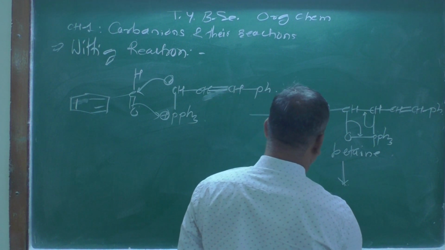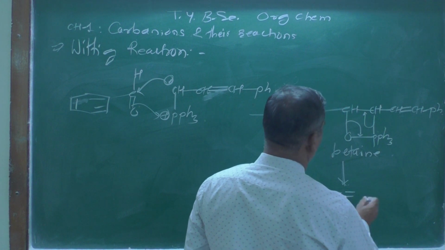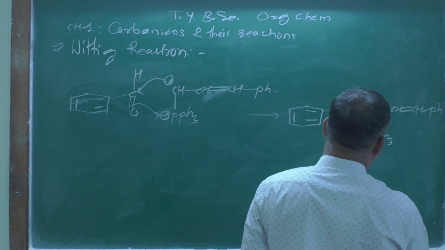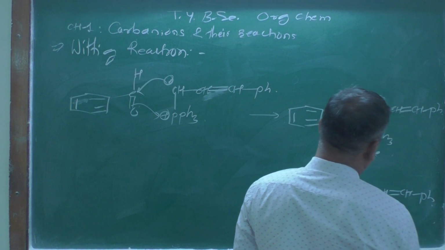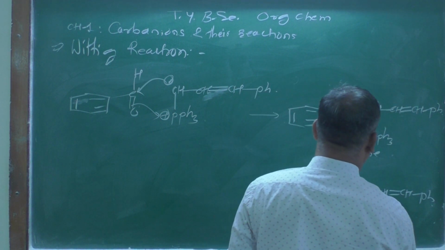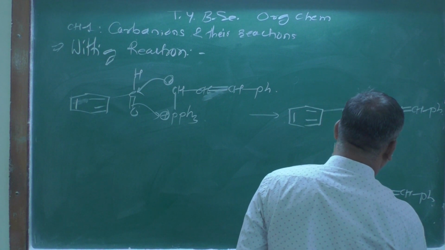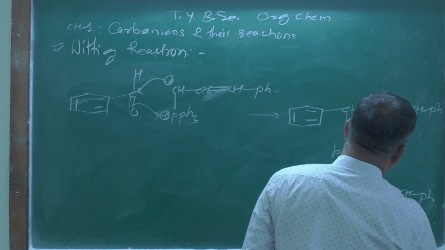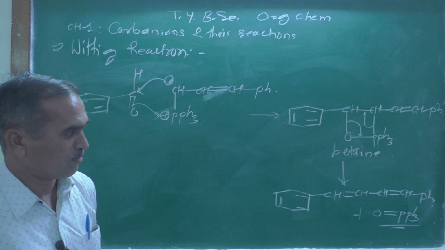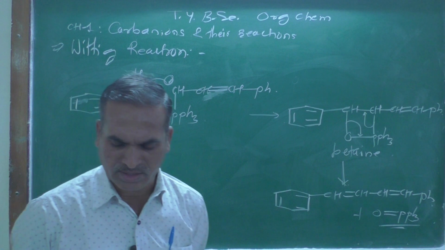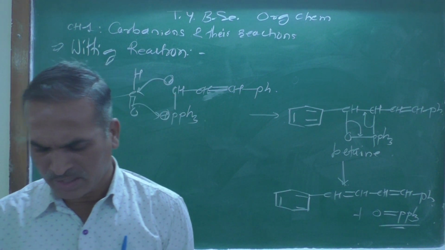In this way, CH=CH, then CH=CH, and the Ph, and the side product, as we know, we are going to get this one, Ph3P=O, which is triphenylphosphine oxide. So that type of compound is always obtained.